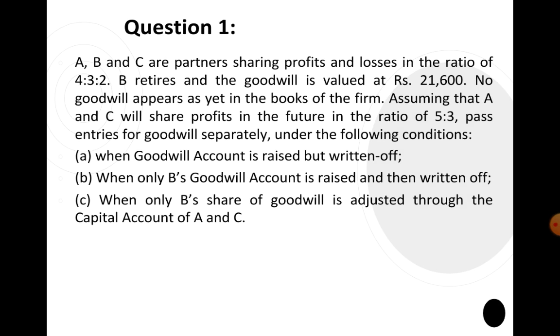B retires and the goodwill is valued at rupees 21,600. No goodwill appears as yet in the books of the firm. Assuming A and C will share profits in the future in the ratio of 5:3, pass entries for goodwill separately under the following conditions. The first situation is when goodwill account is raised but written off. Second situation, when only B's goodwill account is raised and then written off. And third situation, when only B's share of goodwill is adjusted through the capital account of A and C.